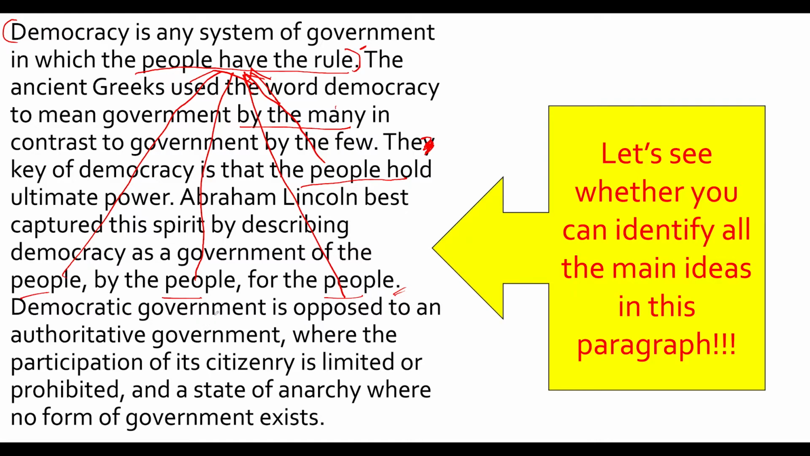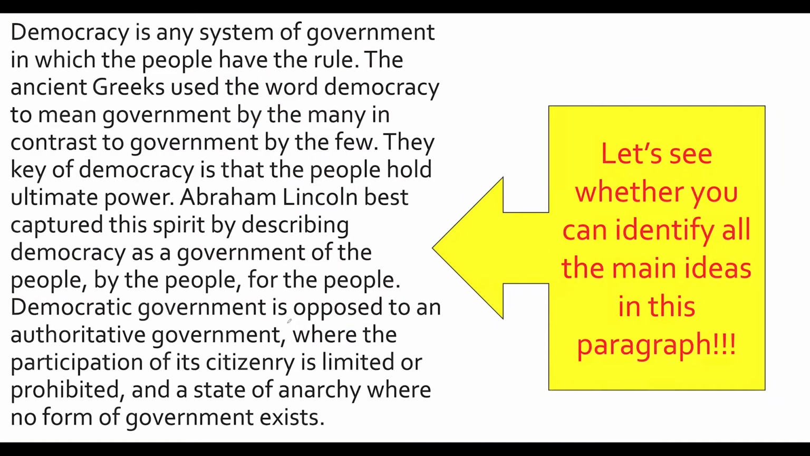Next sentence: democratic government is opposed to an authoritative government. We have not discussed before how democratic government looks, whether it looks like something or something else. And here, with "opposed to," we can understand that this is new information, and it is contrasting to the core principle of people. That's why the remaining part, where the participation of its citizenry is limited or prohibited, means that the participation of the citizens or the people is limited. That is also giving me a supporting idea for this part of the sentence.